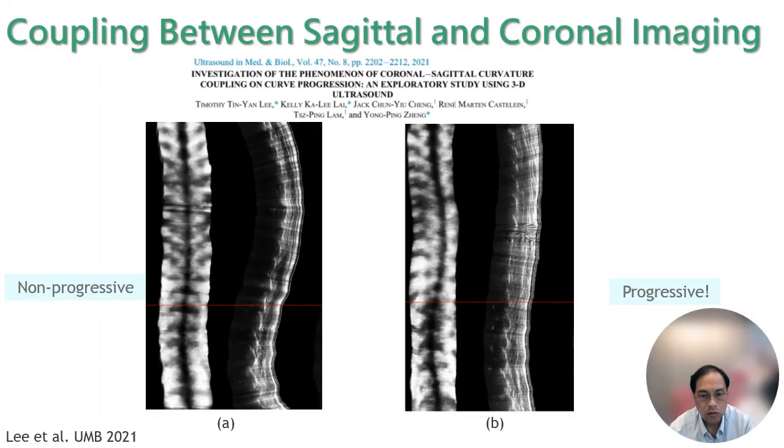In addition to coronal view imaging, the system can provide sagittal view imaging using just one scan. So this is one report we have published, showing how the sagittal plane angle is actually coupled with the progression in the coronal plane.